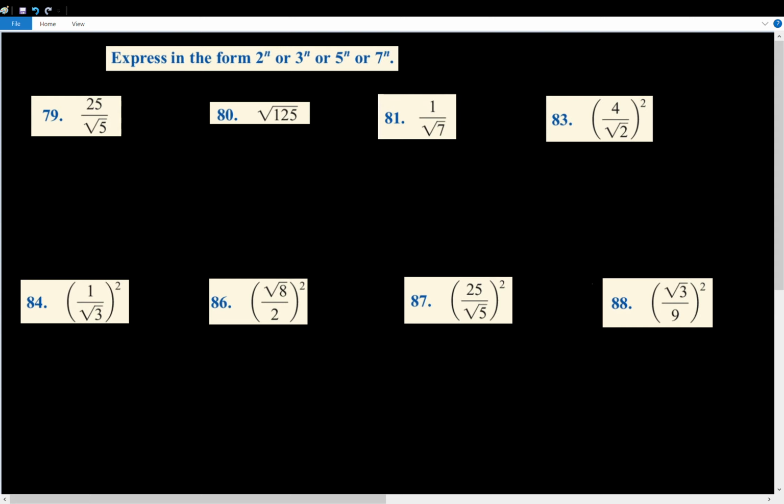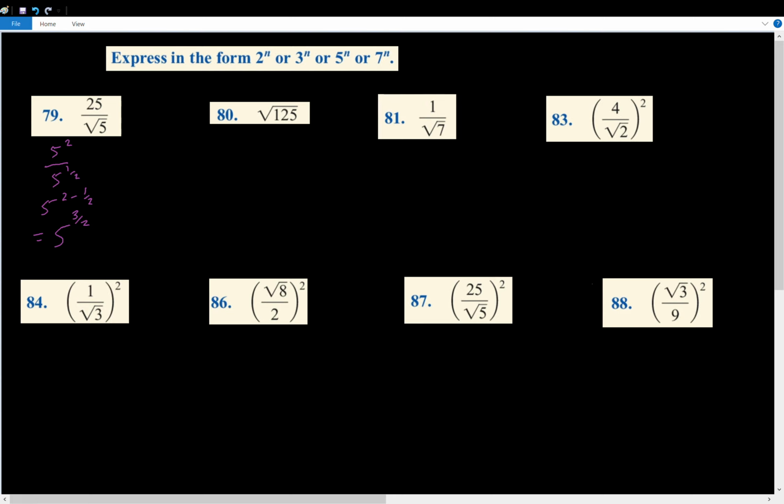It looks like it's clearly going to be 5 to the n in this one. So on the top of our fraction, instead of 25, we're going to be able to write 5 to the power of 2. And on the bottom, the square root of 5 can be rewritten as 5 to the power of a half. If we use our division rule, it becomes 5 to the power of 2 minus a half, which is equal to 5 to the power of 1.5, which is just 3 over 2. So 5 to the power of 3 halves.